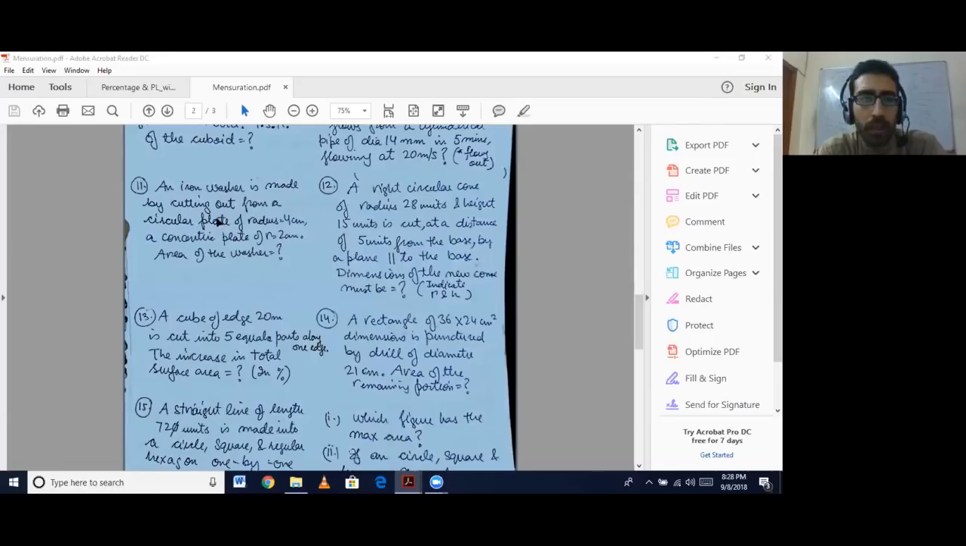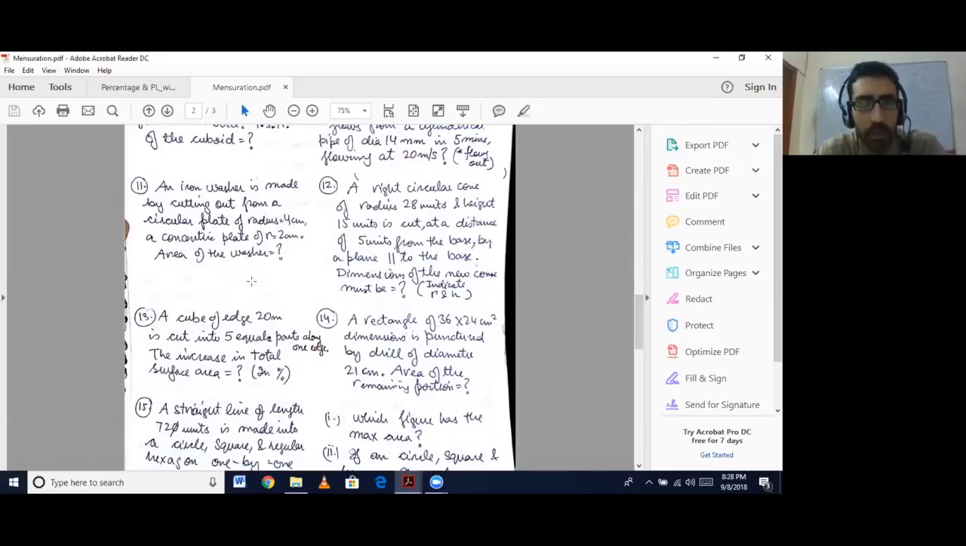Okay, question 11 is again very similar. An iron washer is made by cutting out from a circular plate of radius 4 a concentric plate of radius 2. So this is pi capital R square minus small r square. The idea here is you have a larger circle from which you are cutting out a smaller circle.